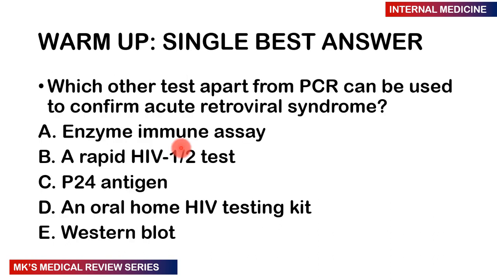In view of our new style of lecturing, we start off with a warm-up question. Which other tests apart from PCR can be used to confirm acute retroviral syndrome? A. Enzyme immunoassay. B. Rapid HIV test. C. P24 antigen. D. An oral home HIV testing kit. E. Western blot. I covered all these things in my previous lecture, so you can write your answer down, and then of course I will give you the answer at the end of the lecture.